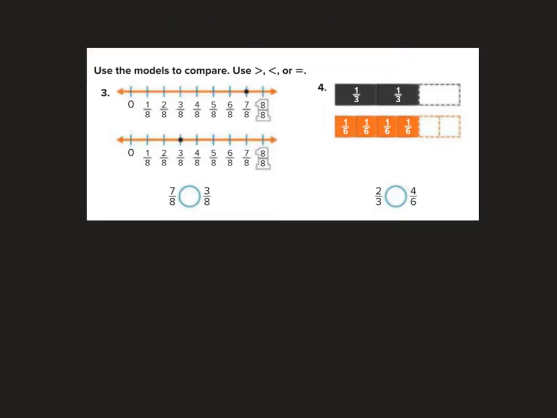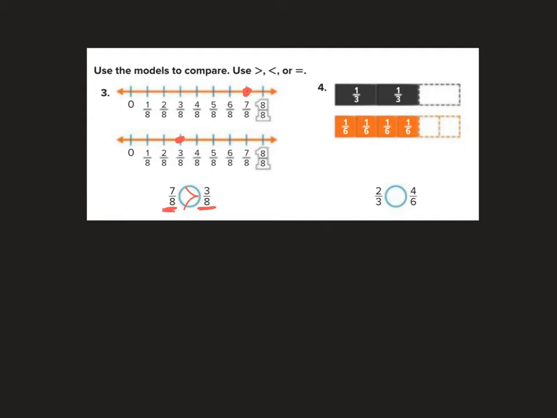Use the models to compare. Use greater than, less than, or equal. So here I have 7/8 up here. Here I have 3/8 down here. So obviously 7 is bigger than 3, and they have the same denominator. That's the big thing, guys. Same denominator means the same size of piece. Okay, so 7/8 is going to be larger.